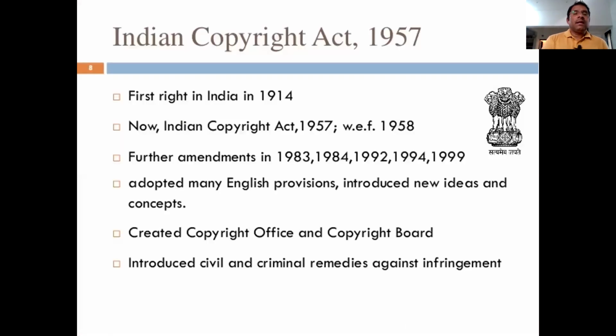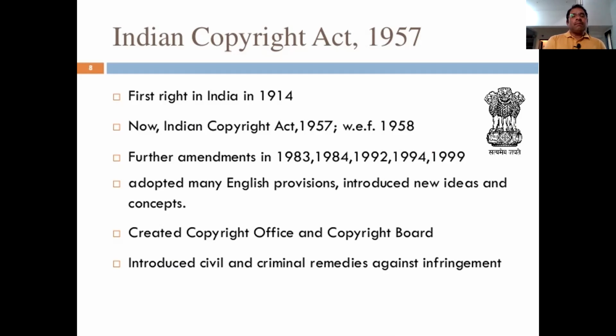Then let us come to the act which is applicable for protection of copyright in India, which is called the Indian Copyright Act 1957. As we have already seen, the first copyright law in India was passed in the year 1914. After independence, copyright in India is governed by the Indian Copyright Act 1957 with effect from 1958.